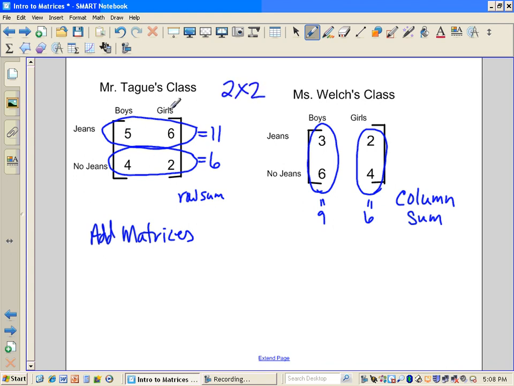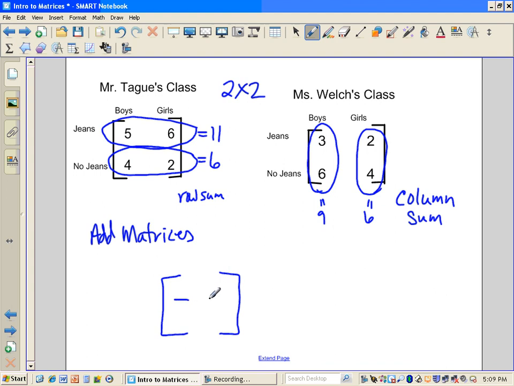2 rows and 2 columns for each of these. And since the headings are the same, boys and girls, genes and no genes, then we know that this first entry here in the upper left corner is how many boys were wearing jeans. And the same for my group, how many boys were wearing jeans. So if I add these matrices, I set up my answer matrix as a 2 by 2.